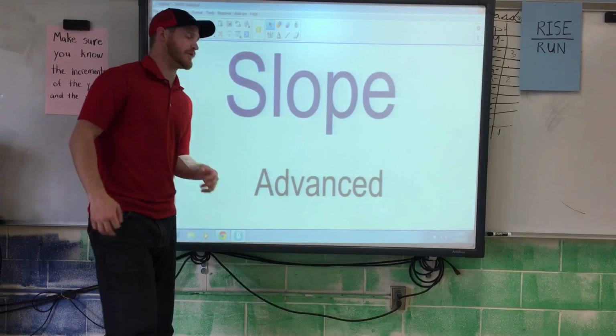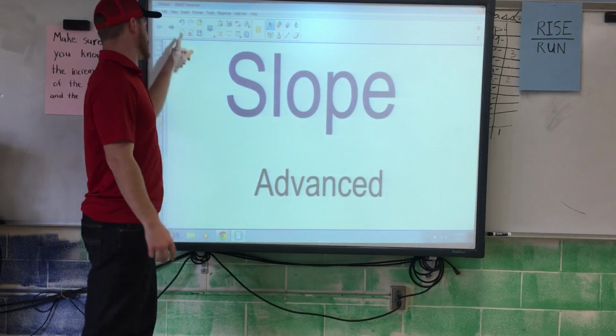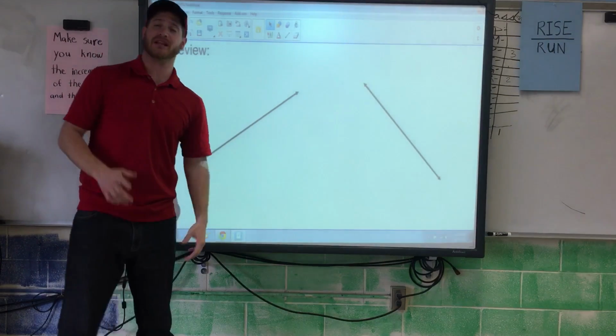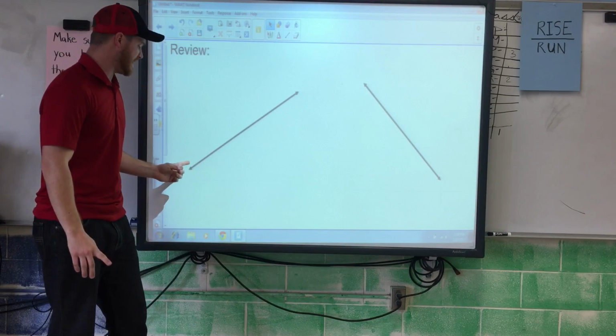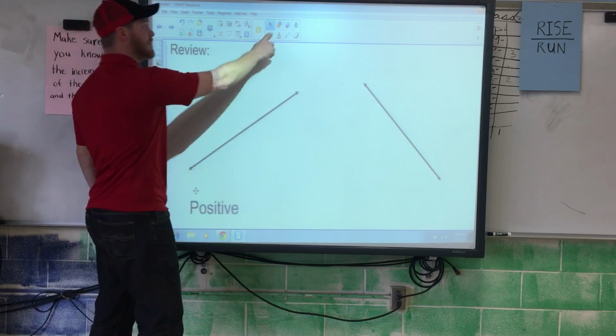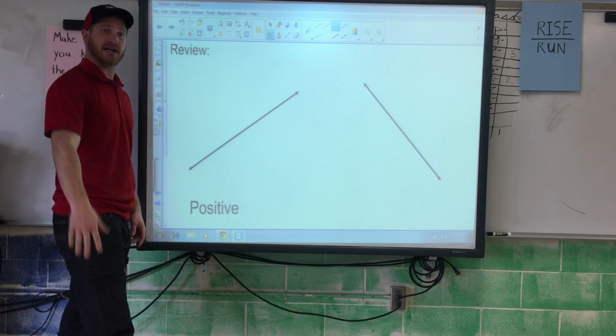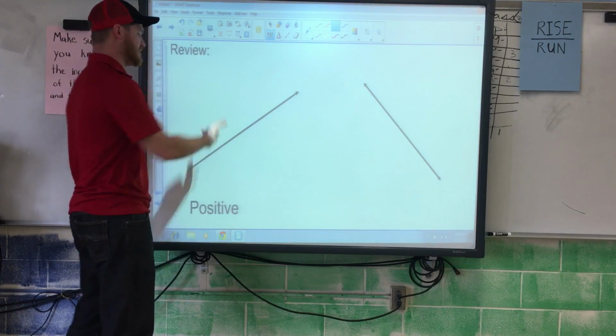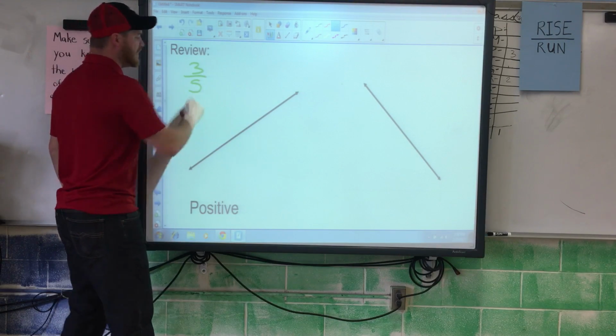Lesson 2 of slope, we're basically just taking slope to the next level. Now, a quick review. Remember, we like to work left to right, so when a line goes up to the right, it's going to be a positive slope. So both numbers are going to be positive in my rise or run or my fraction. So this one could look like 3 over 5.